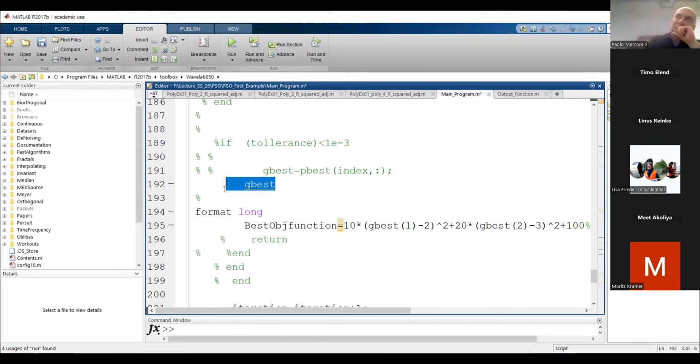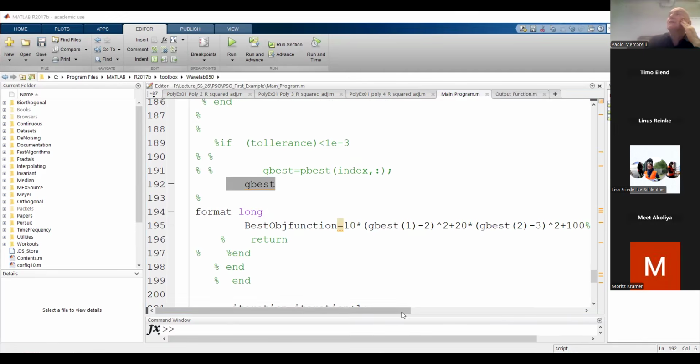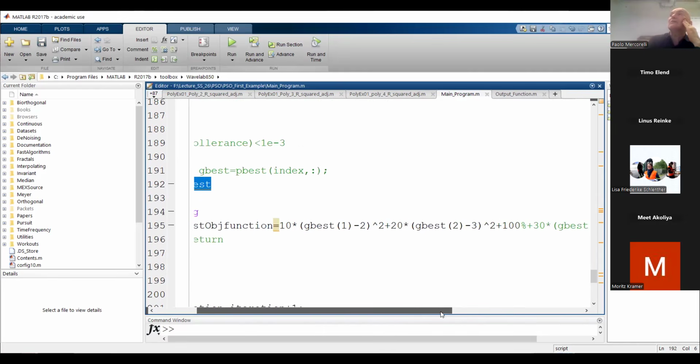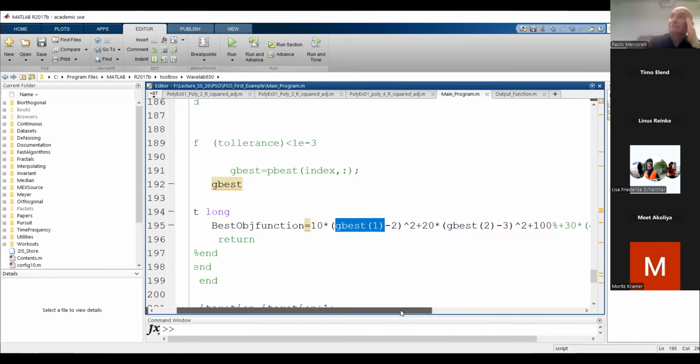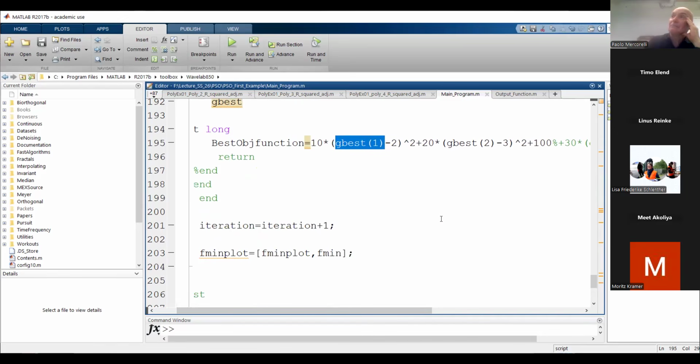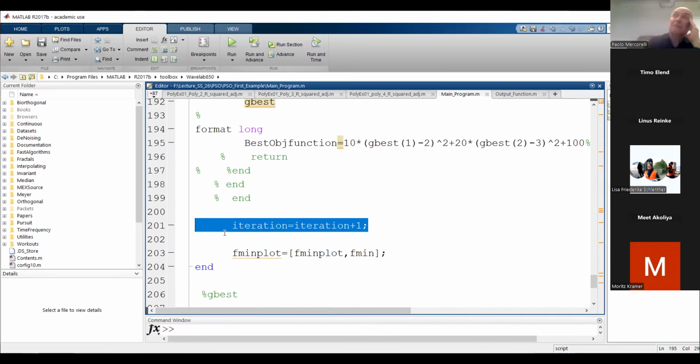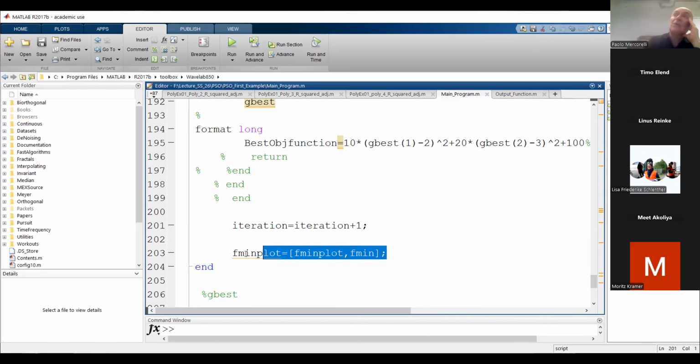Now I can print the results, which are in G-best, because G-best is what we want to attain, the best of the best value where we have the minimum, or where we suppose to have the minimum. And then I can calculate for you, instead of x1 and x2, I copy the same expression, but I put G-best 1 and G-best 2. We have a G-best for x1 and a G-best for x2. I increase the iteration. I will fill up my vector.